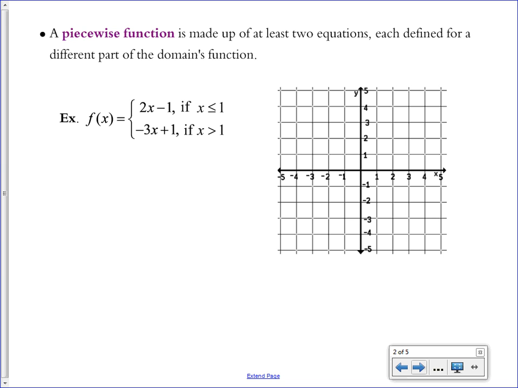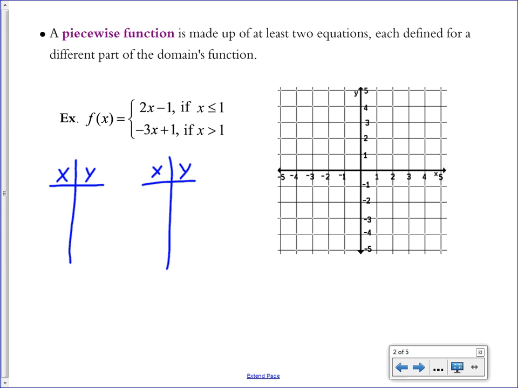The left part of it is going to look very different from the right part of it because they're defined by two different functions. So this function is 2x minus 1 for every value of x that's less than or equal to 1. And it's negative 3x plus 1, which is a totally different function, for every value of x that's greater than 1. I find that the easiest way to graph these is to make a table of values for each part of the piecewise function, and be very careful about the numbers that you're using for your inputs.